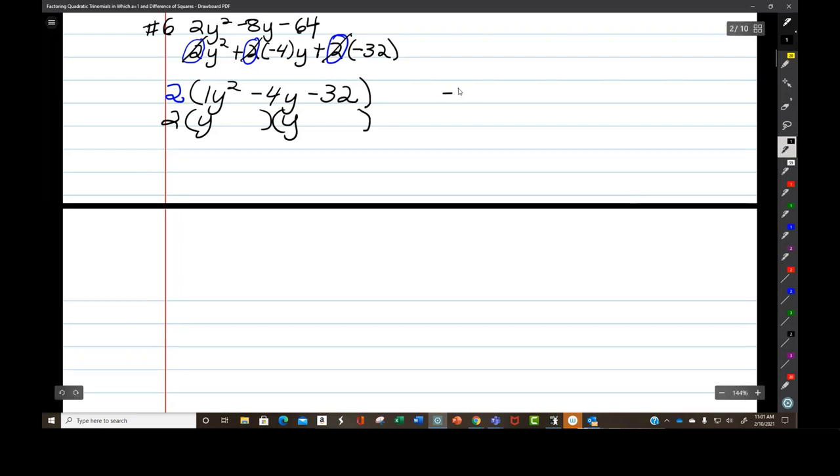So I'm going to factor negative 32 into all the numbers that equal negative 32 when they're multiplied together. And they have to be integers. We're only working with integers here. Integers are whole numbers that can be positive or negative. Okay, so let's say negative 1 times 32 and negative 2 times 16. And we've been through this before, haven't we? Negative 4 times 8, and 1 times negative 32, and 2 times negative 16, and 4 times negative 8.